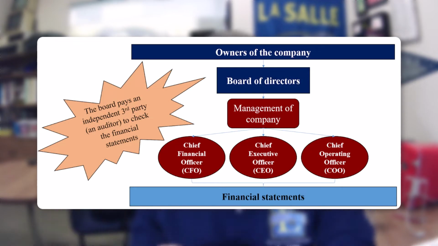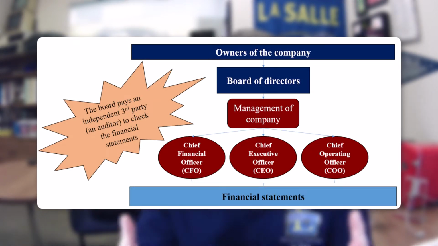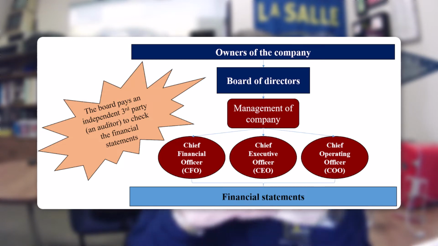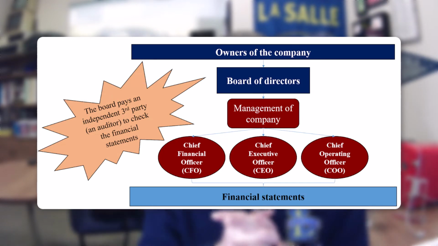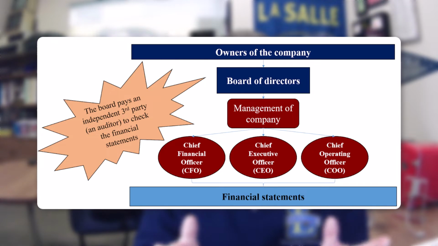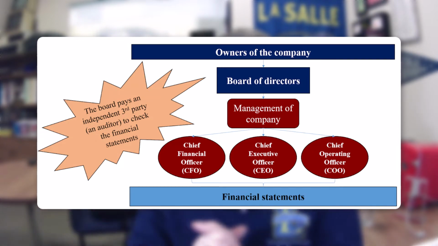So let's step back for a minute. What is auditing? You may or may not have had an auditing class in your undergraduate studies, but in the auditing field there are two types of auditors: external auditors and internal auditors.